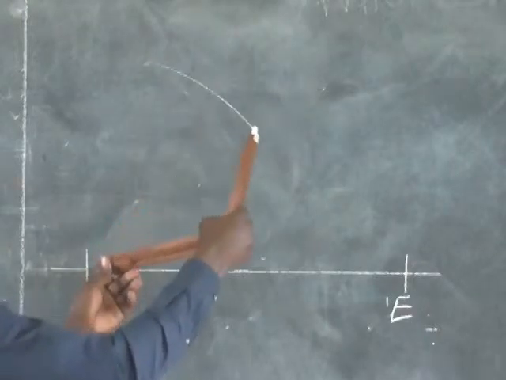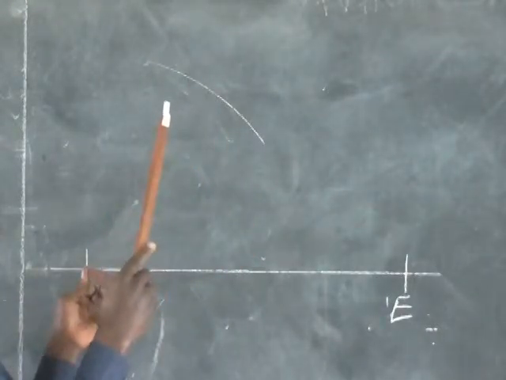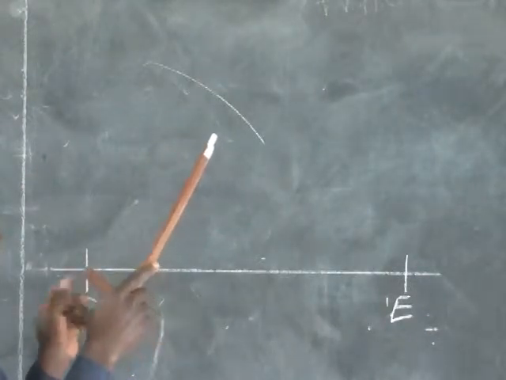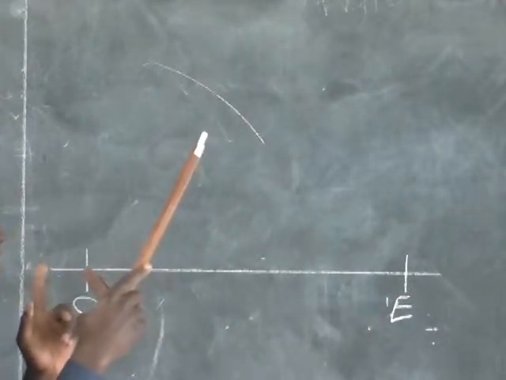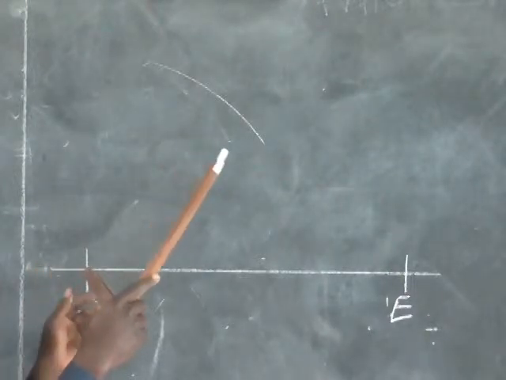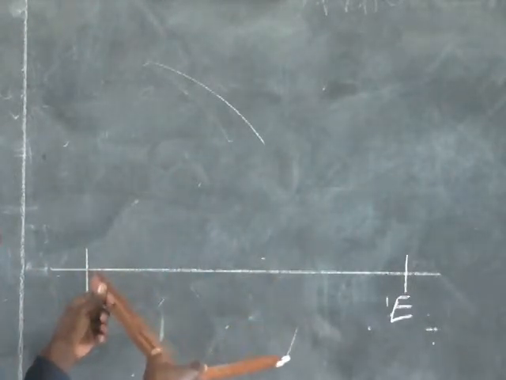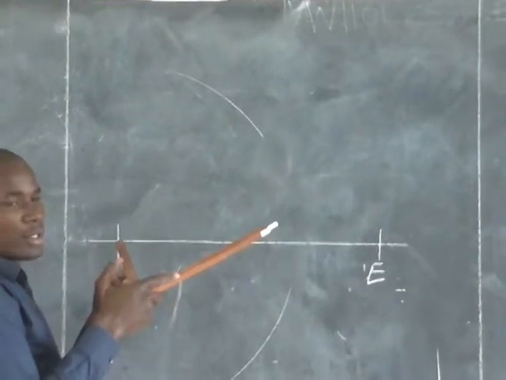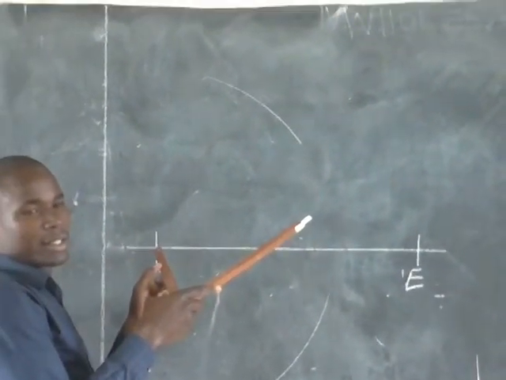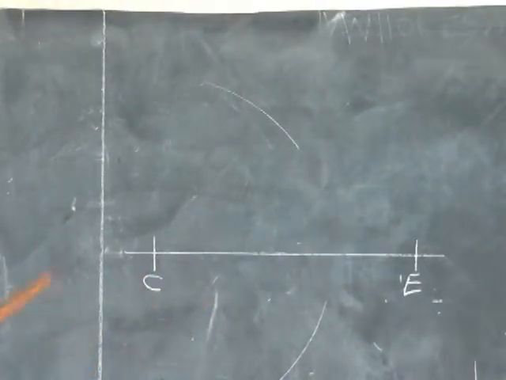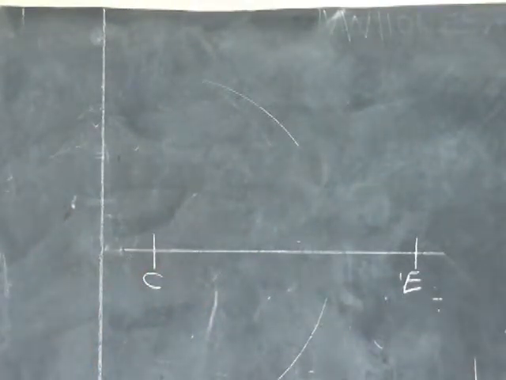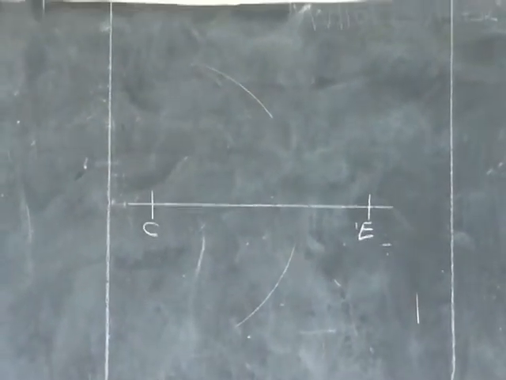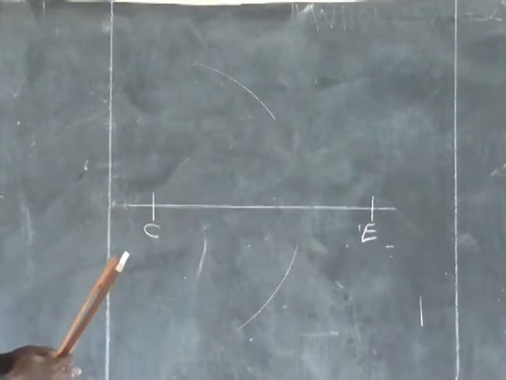So, put a mark above line CE. Maintaining the center C, put a mark below the line CE. Are we together? Don't change the radius. Don't change the radius of our compasses.